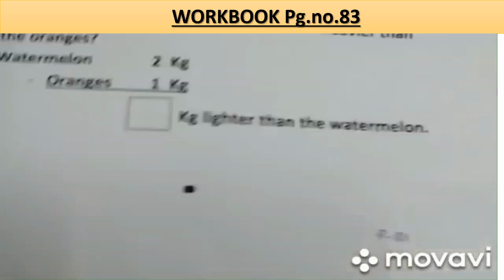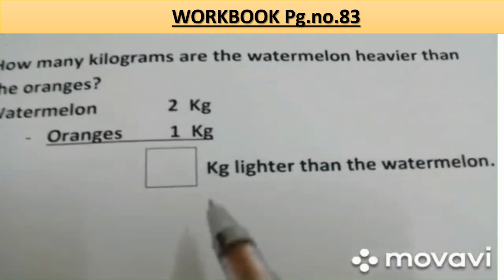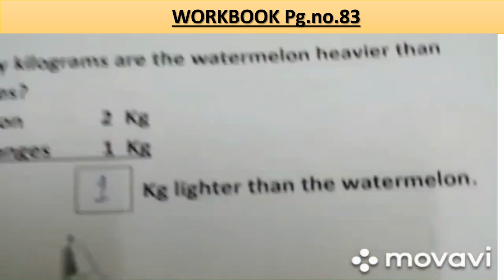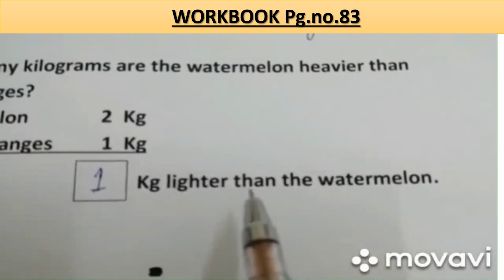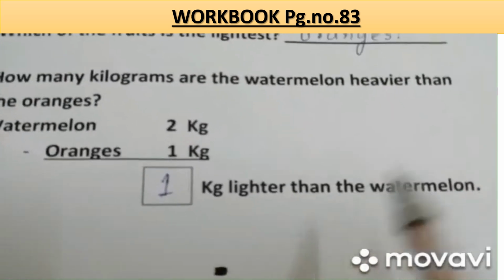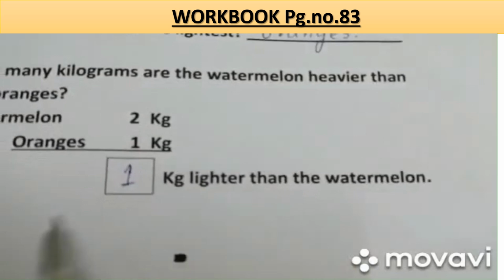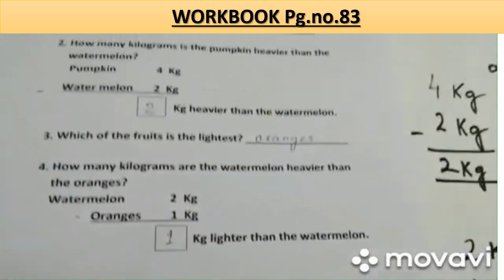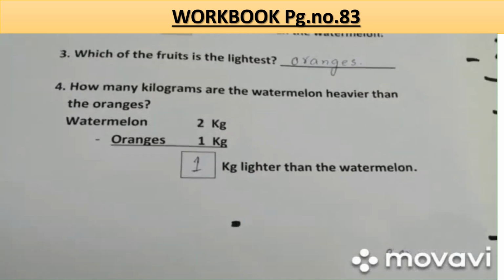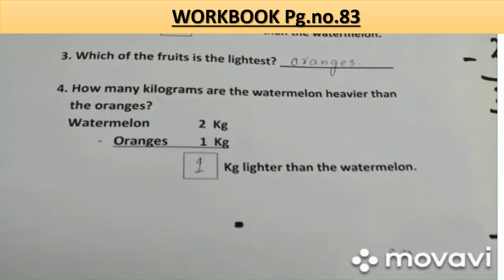Or we can say like this. Let's write here. First of all, I will write here 1 kg. Okay, that means oranges are 1 kg lighter than watermelon. So this was all about page number 83. Now we will do another page, number 84.